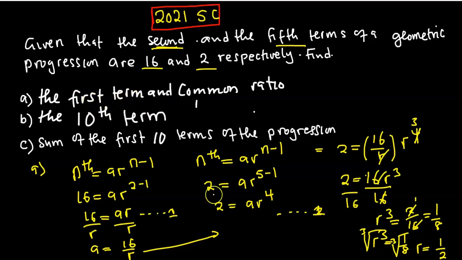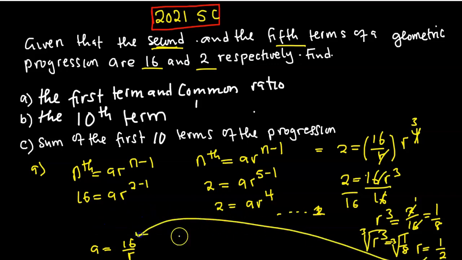So find the first term. The first term, we said, no, we just found r. Okay, so we are yet to find a. So let us find a. How are we going to find a? We can just quickly replace this r into this form, and have a is equal to 16 divided by 0.5, which is just the same as 32. That is what it is going to give us.